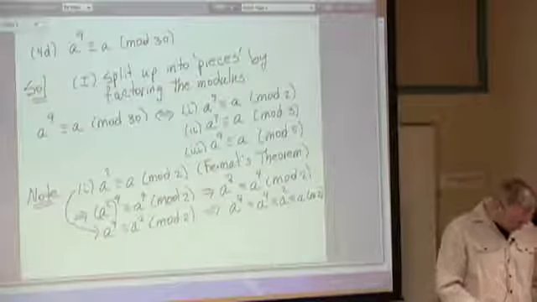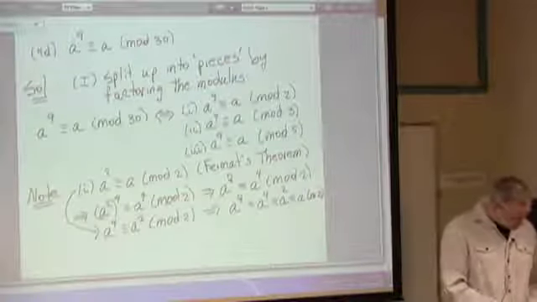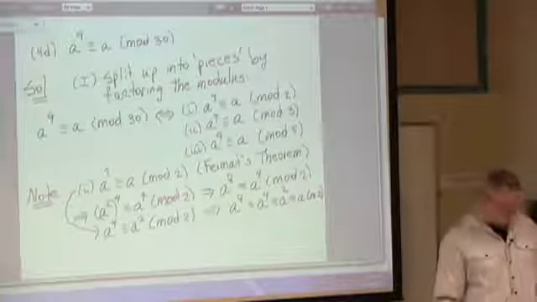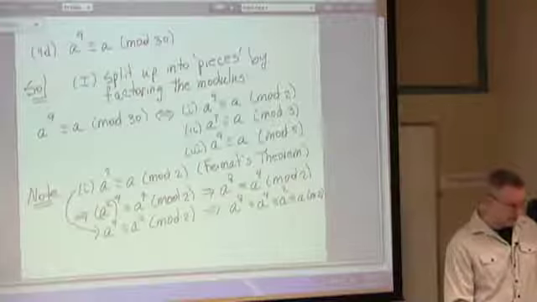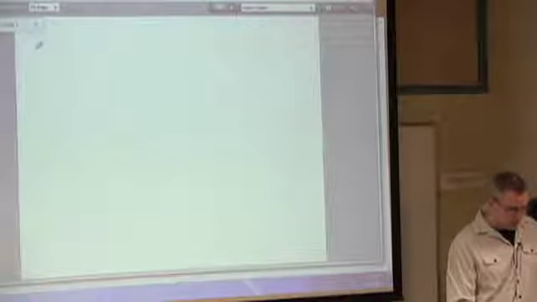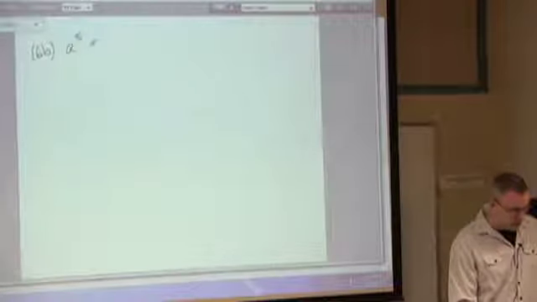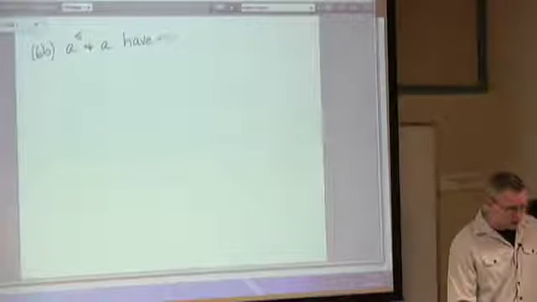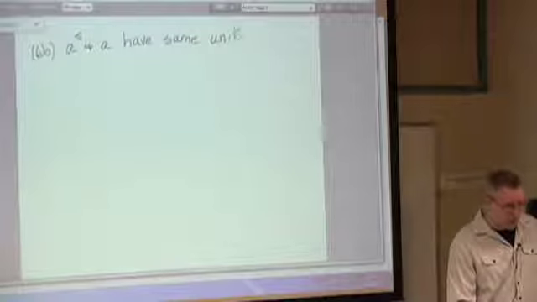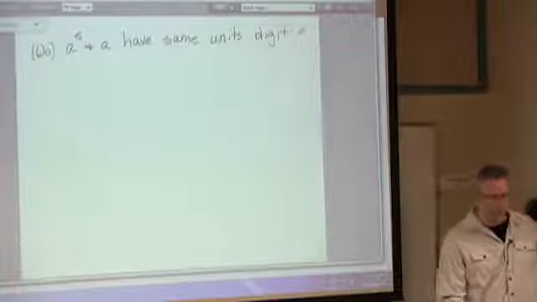Let's see. So, for example, I'm going to do another one here. 6b. Okay. It is to show that a to the 5th and a have the same units digit. And this is going to follow basically the same thing.